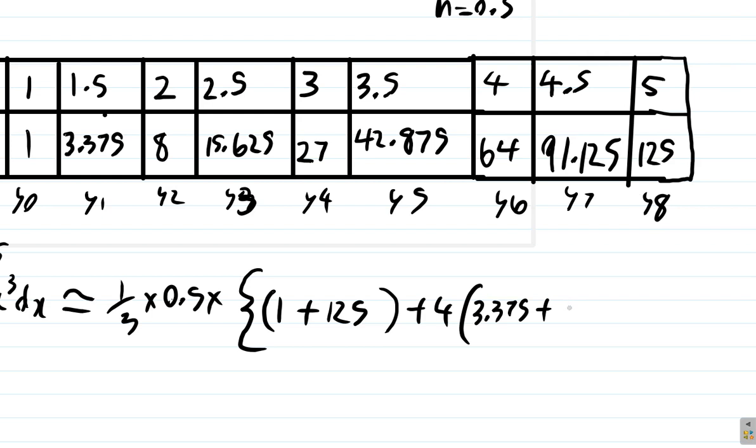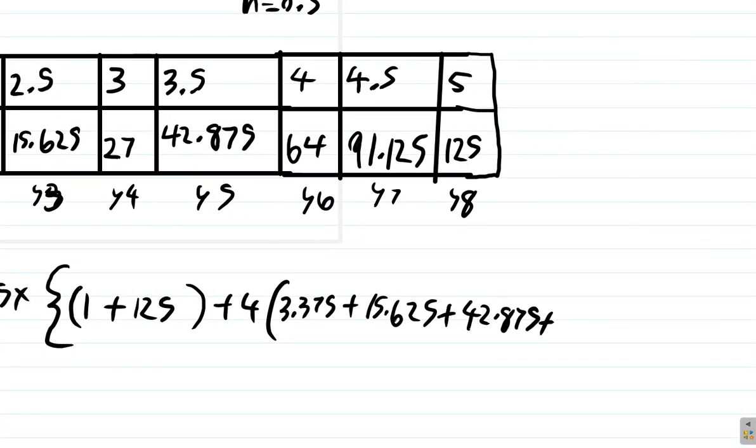Then plus Y3, which is 15.625 plus Y5 is 42.875 plus Y7, which is 91.125. Alright, so you see that.